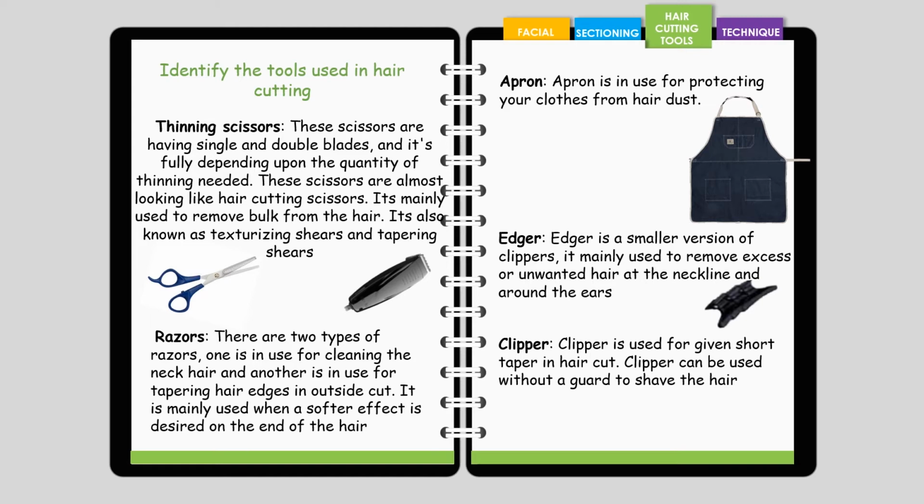Edger. Edger is a smaller version of clippers. It's mainly used to remove excess or unwanted hair at the neckline and around the ears. Clippers. Clipper is used for giving a short taper in a haircut. Clipper can be used without a guard to shape the hair.